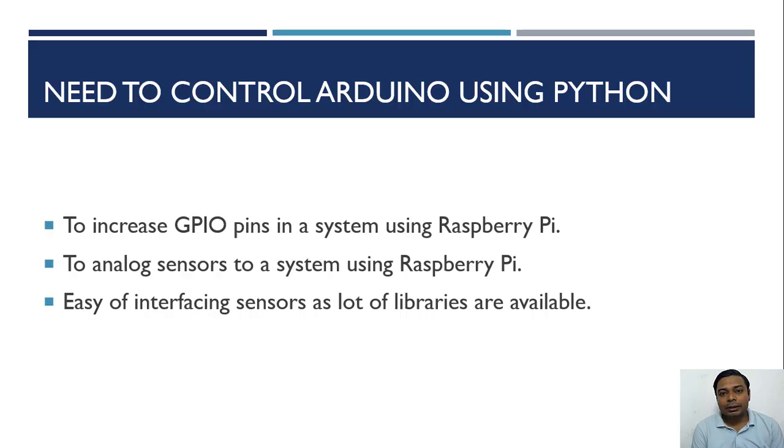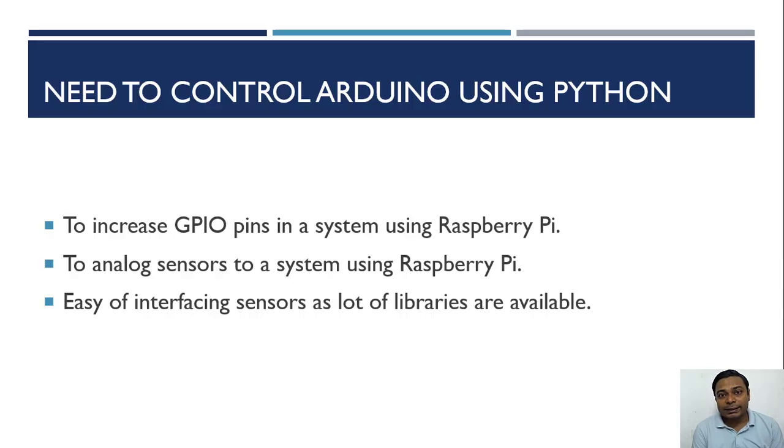There might be different types of systems which have a limited number of GPIO pins. For example, a Raspberry Pi has a certain number of GPIO pins, and if you want to build a complex system using Raspberry Pi, then we need more GPIO pins to interface different peripherals. In that case, we may not be able to interface additional peripherals. So what I can do is connect an Arduino board to the Raspberry Pi, and I can increase the number of GPIO pins that I have.